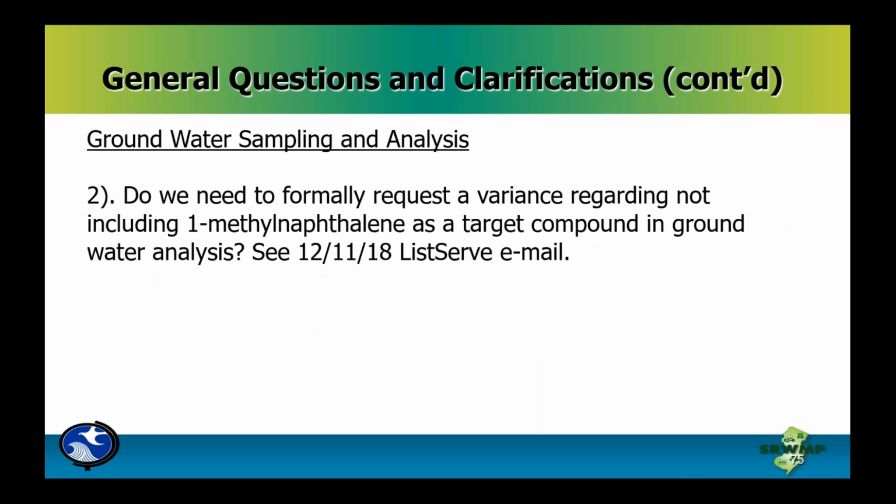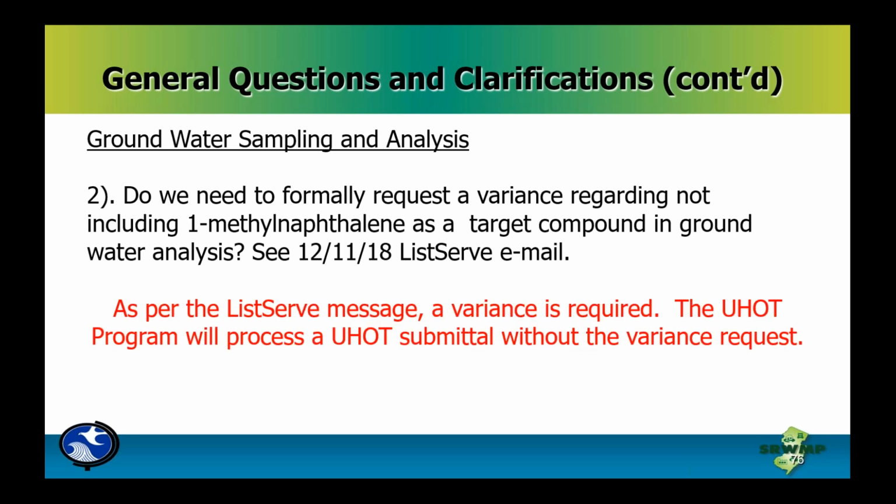All right. There was something here that would have come out with one of the listservs back in December, with the 1-methyl naphthalene, because they were going to get rid of ticks and then they decided to keep ticks. And technically a variance is required, but as Chris says here, if you don't submit the variance request on this issue, you will still process this without the variance request. Yeah, that'll be a policy on UHOT's part.